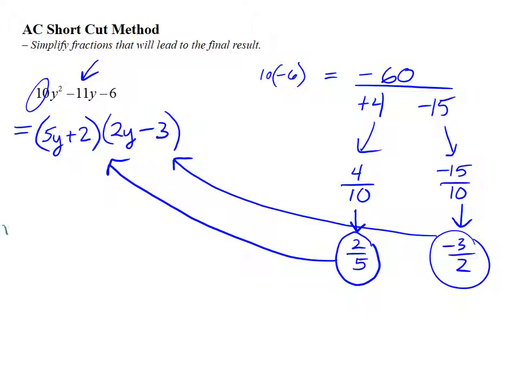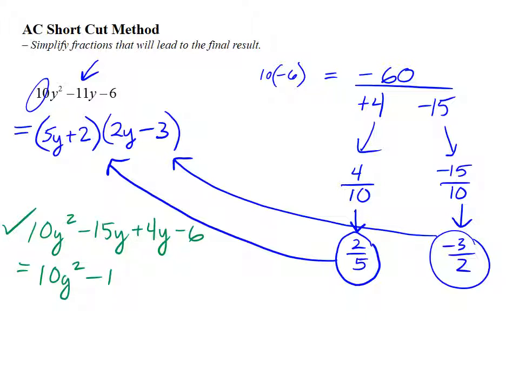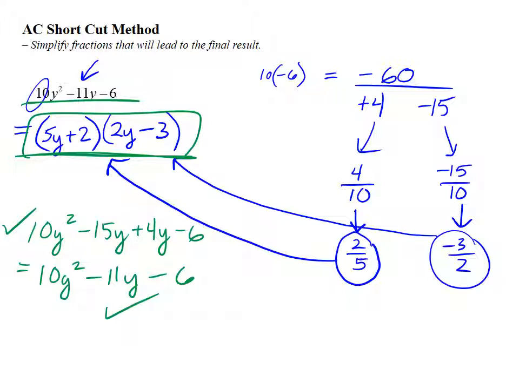Don't forget, always check. 5y times 2y is 10y squared. Outside terms is negative 15y. Inside terms is positive 4y. Last terms are negative 6. Collecting like terms, 10y squared minus 11y minus 6. That's exactly where we started. So that's our answer. So we've got the box method and the shortcut method.